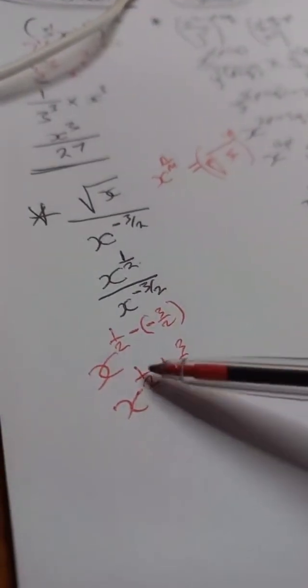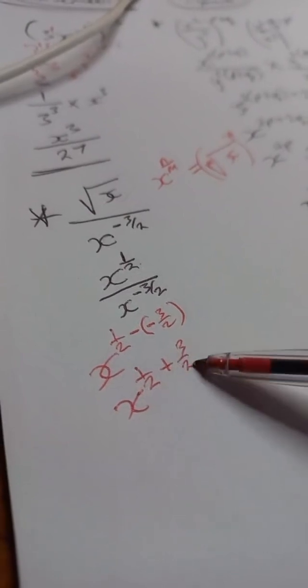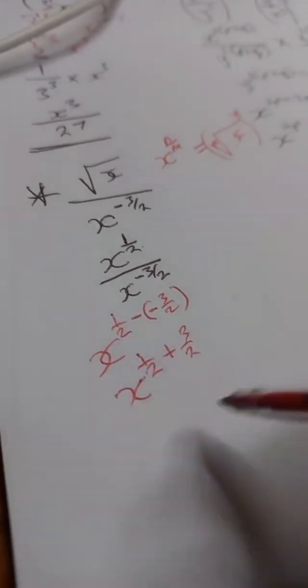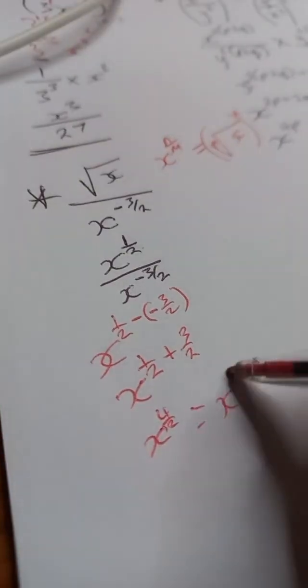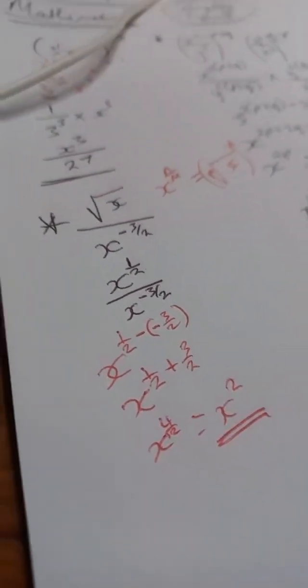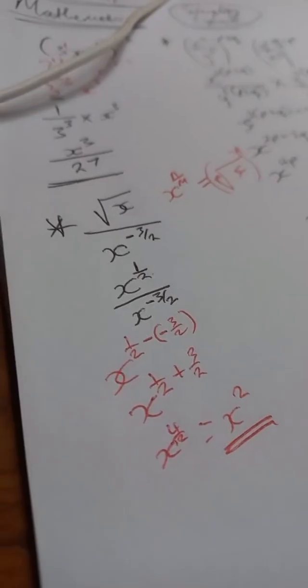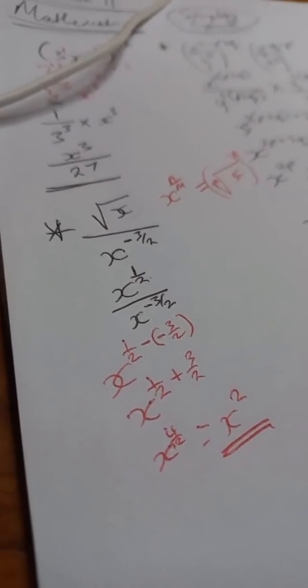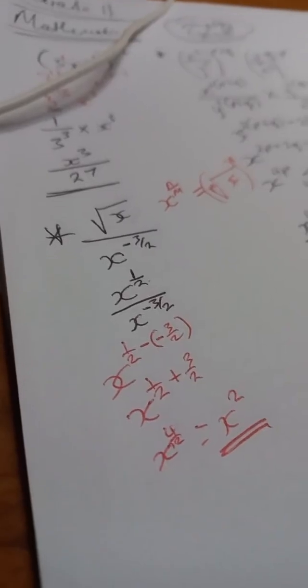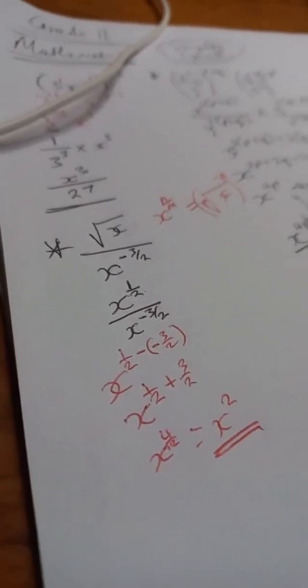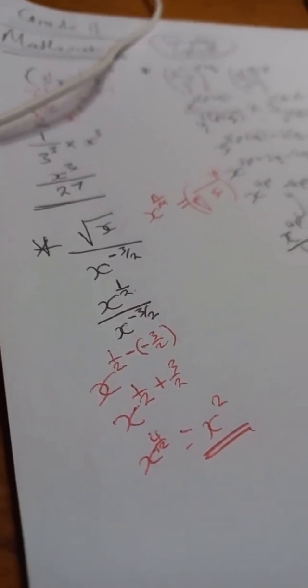Now here, a half plus 3 over 2 is 4 over 2, which is equal to x to the power 2. All right?